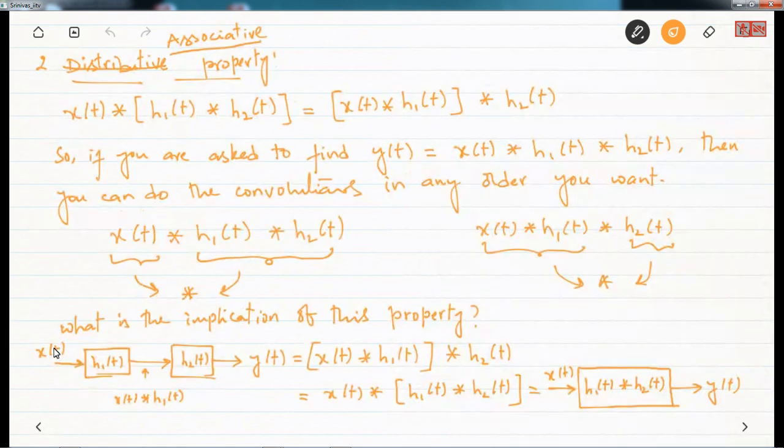So the associative property tells us that if you have many LTI systems connected in series, H1 of t, H2 of t, H3 of t, and so on, then it can be replaced with a single system having its impulse response as the convolution of the impulse responses of all the individual systems.